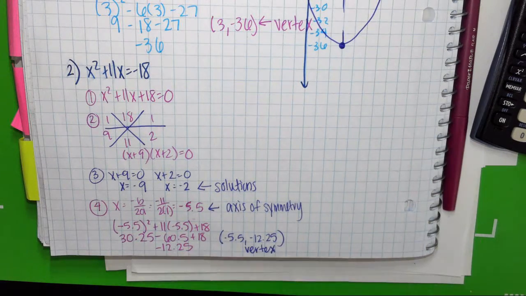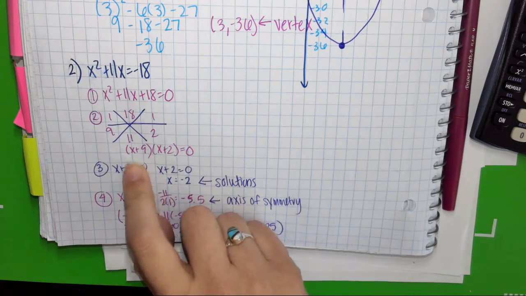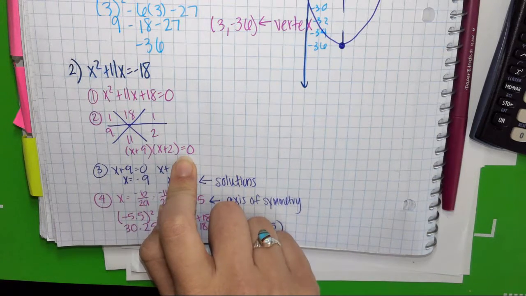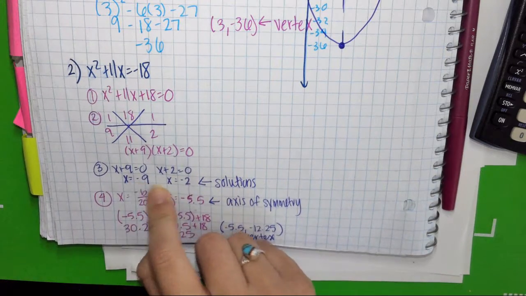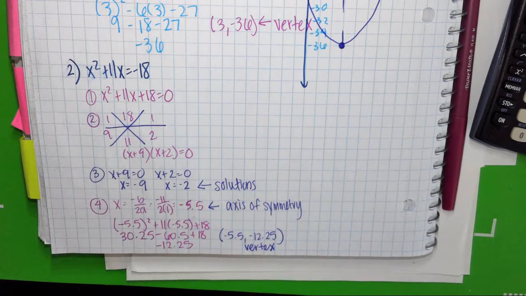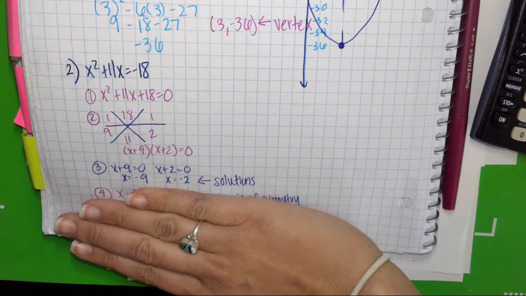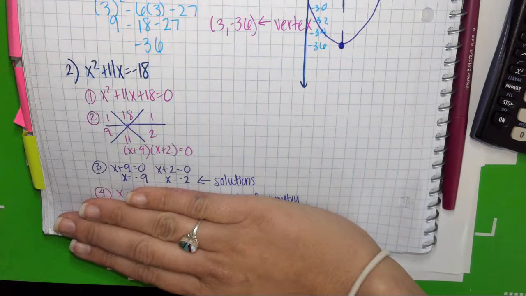All right, so for my factors, I got 9 and 2. Did everybody get 9 and 2? Okay, and then you subtract, and your solutions are -9 and -2. Does everybody see how we got to that point? I know that you two are fine. I'm trying to make sure everybody else is.